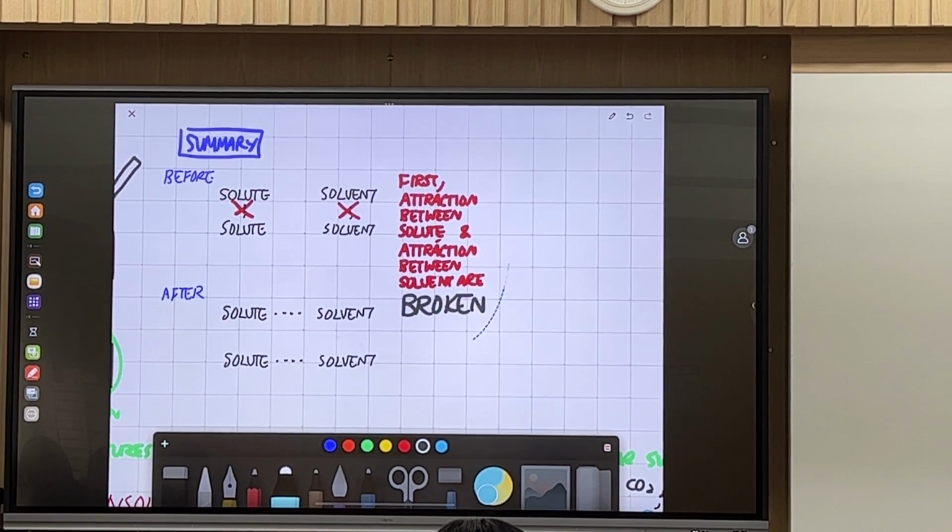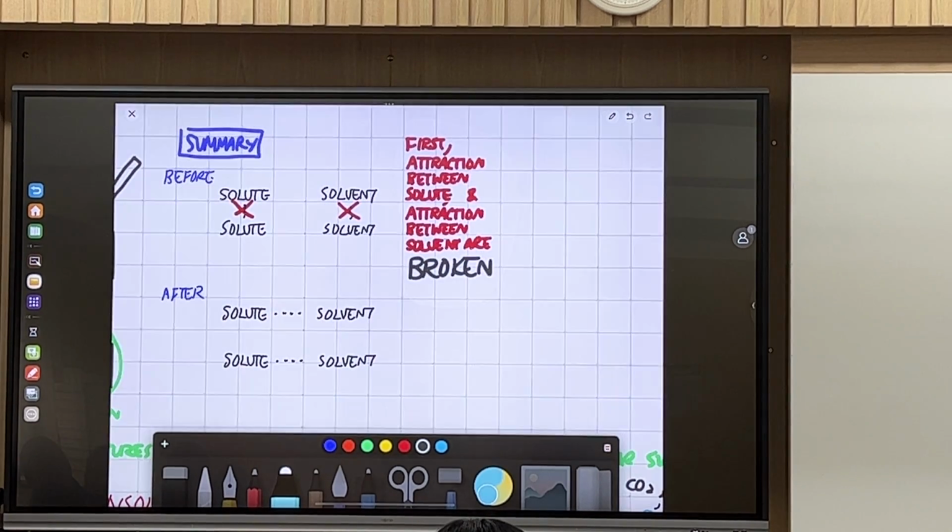Then the attraction between the solid and the solvent reforms. So you see here they are reforming. While you break the attraction between the two solids, they no longer attract. You're now forming attraction between solid and solvent. So you have a new attraction between solid and solvent reforms.